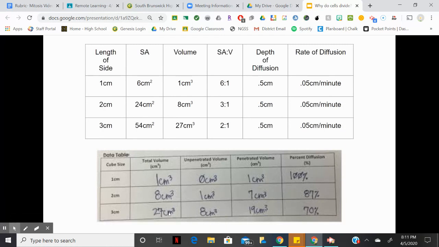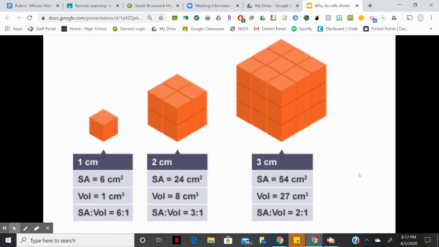In the 3 centimeter cube, there was 8 centimeters cubed left white and 19 centimeters cubed was pink. So although it seems like this is a lot, you didn't get to reach 8 centimeters cubed. 8 centimeters cubed of volume was not penetrated. It didn't get any nutrients or food. So there was really only 70% diffusion. So the 1 centimeter cube is the most efficient in this case because there's 100% diffusion in the same amount of time. Okay, so this demonstrates why it is so beneficial for cells to be small. This is why cells have to divide if they get too big. They won't be able to do diffusion efficiently enough.